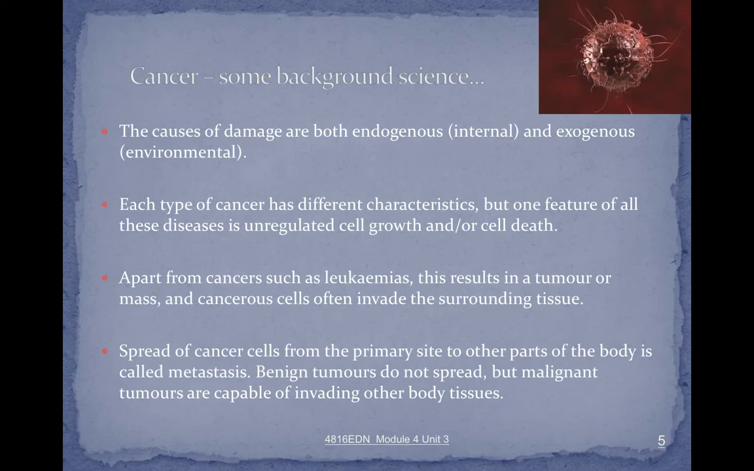But what often happens is, for example, I had a small skin cancer removed from my back, and what they do is they always take some extra tissue because they don't know how much the cancer may have invaded that surrounding tissue. The spread of cancer cells from the primary site to other parts of the body is called metastasis. Benign tumours do not spread, but malignant tumours are capable of invading other body tissues, and that's why it's so important to have those removed, because we know that they can eventually get into other tissues.